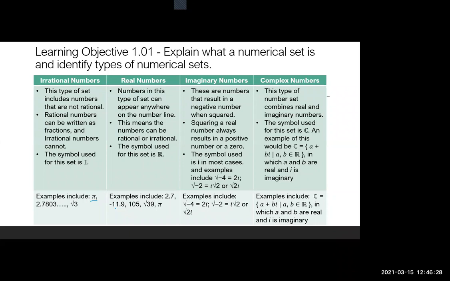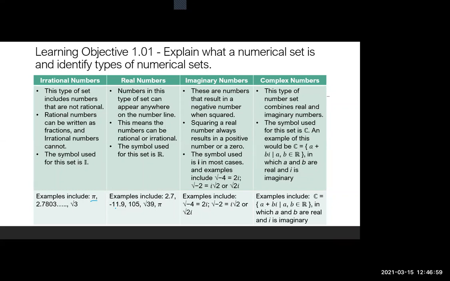Now, the second set are the real numbers. So these are any number that can be written on a number line. That's going to be your fractions, your rational numbers. It's going to be your integers, your positives and negatives. It's going to be your irrationals. Like I can put pi on a number line, even though it can't be written as a fraction. So a real number is anything that can be put on a number line.